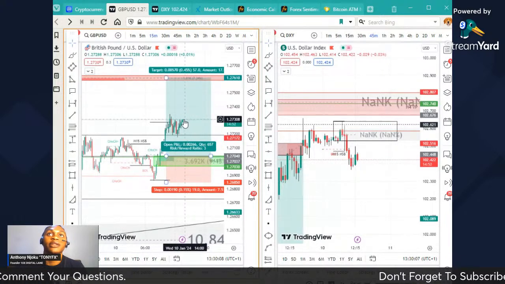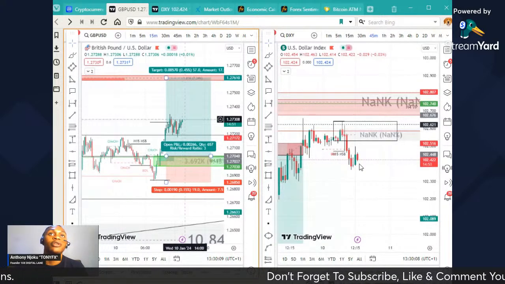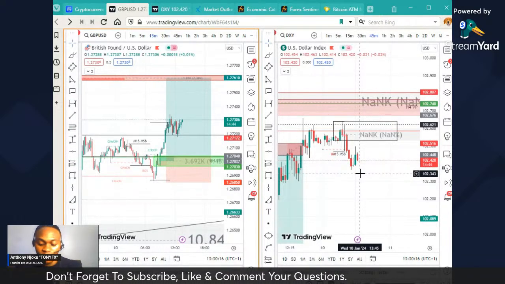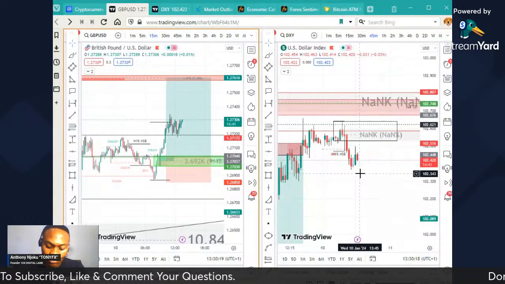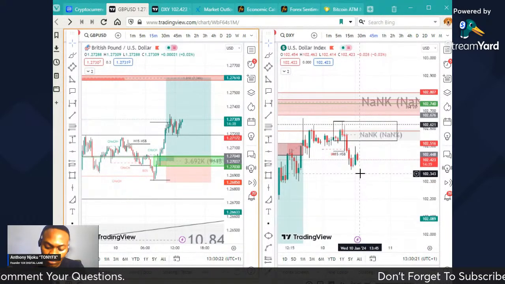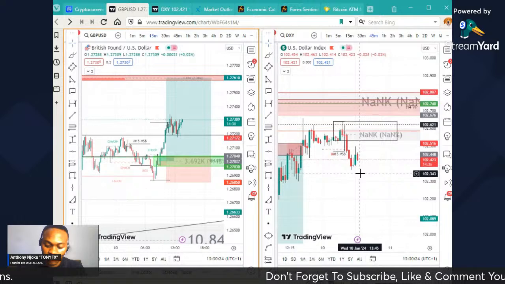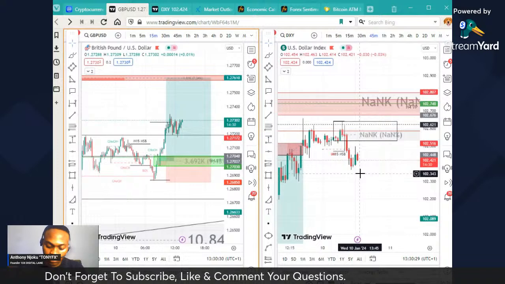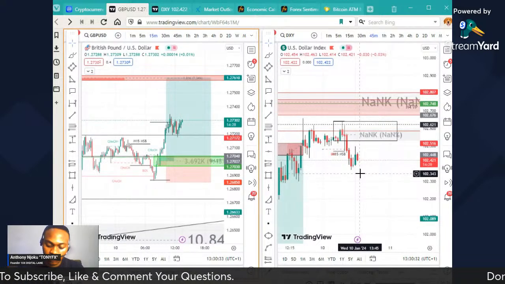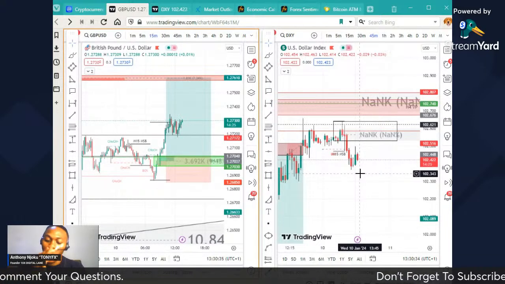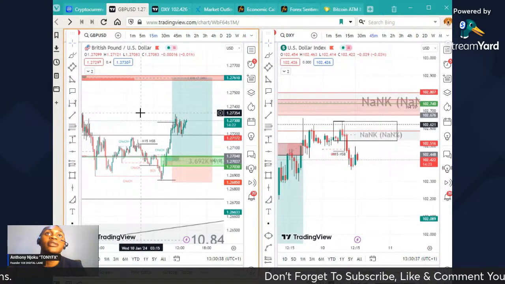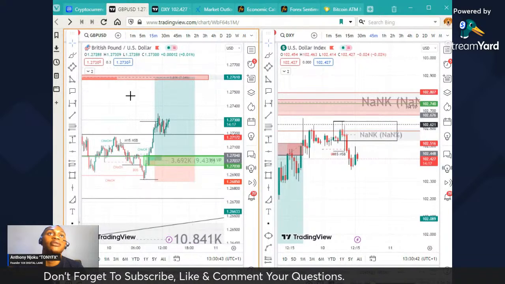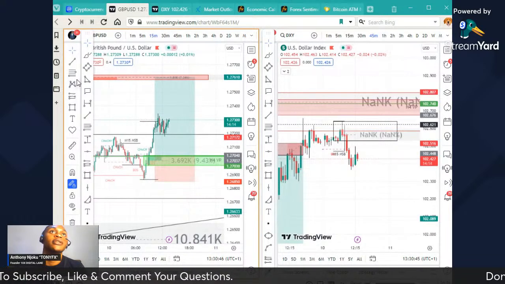So I'm not surprised that GBP is currently going up because I can see DXY is going down. We need to be patient with it. We need to be patient. The correction will be done. After that, we continue to move to the upside. That's what I see.